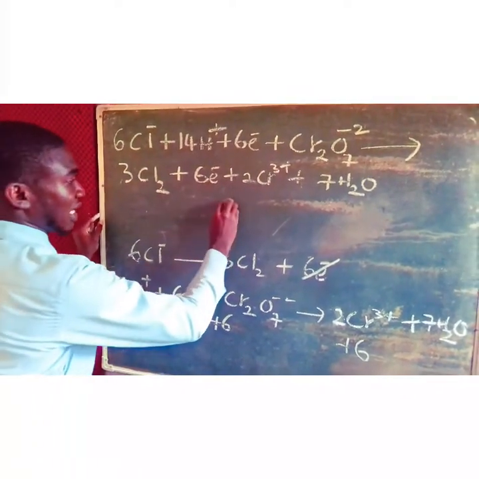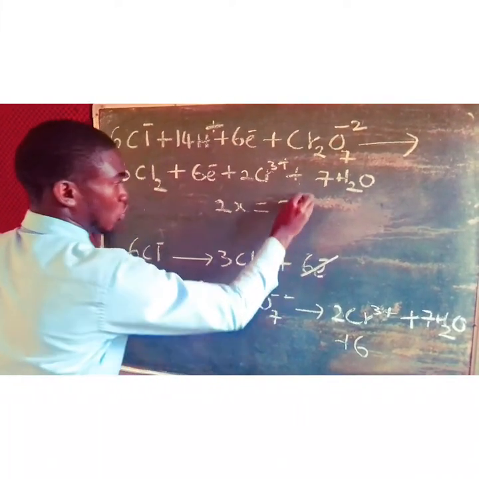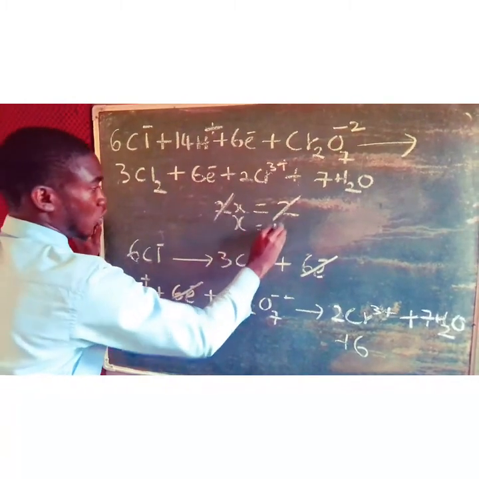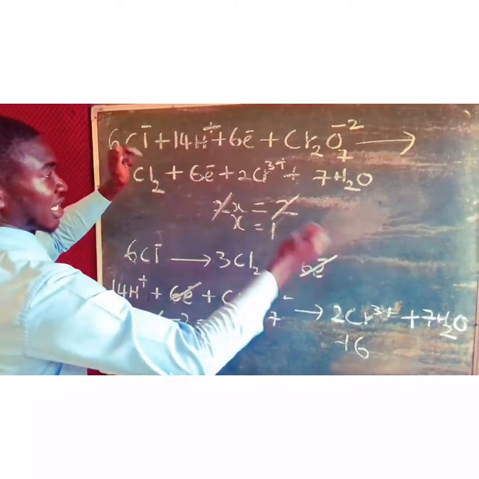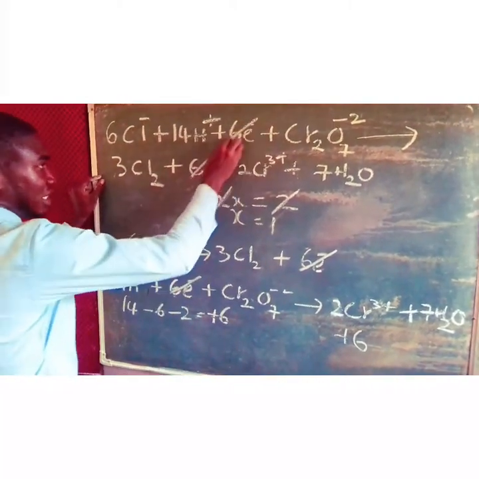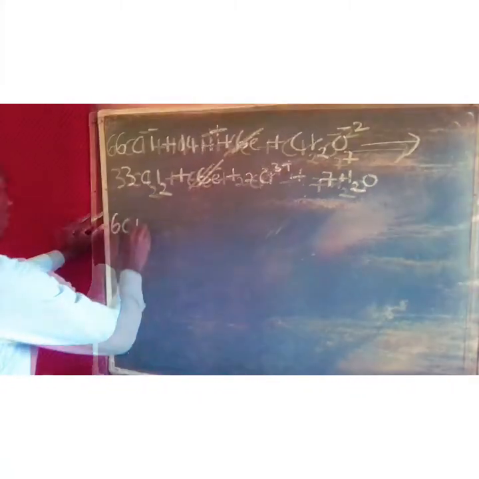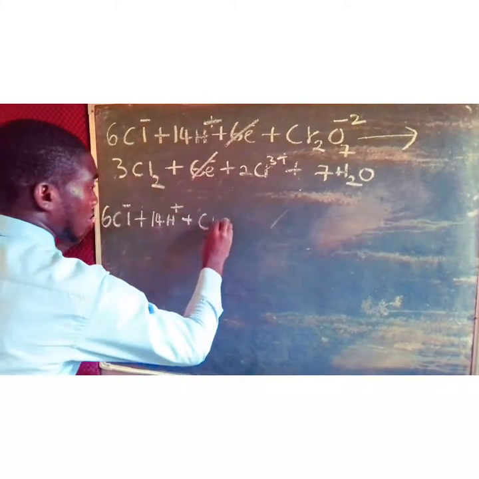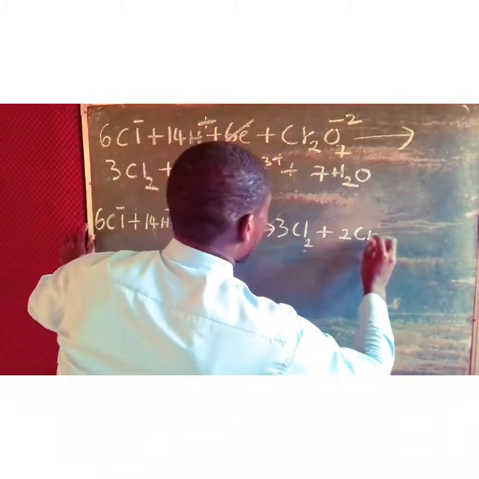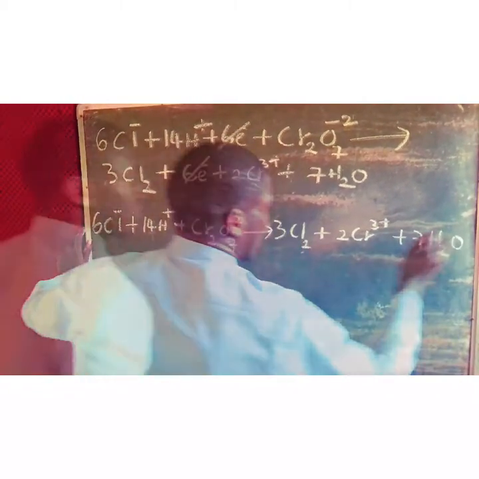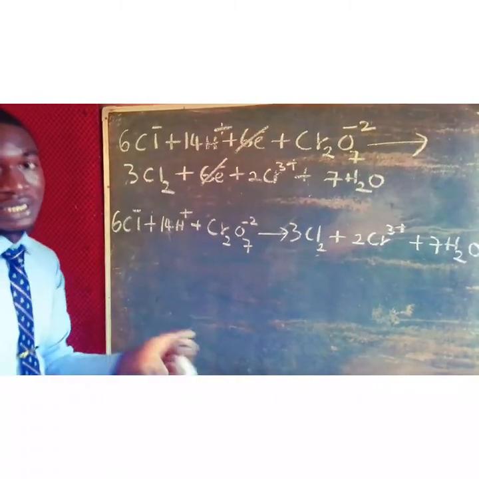So remember, when you have something like 2x is equal to 2, we can cancel both sides so that x is equal to 1. In that same way, you have 6 electrons on the left hand side and 6 electrons on the right hand side. Hence, we can cancel the 6 electrons and the 6 electrons. To make this clear, let's see how we can manage our board. So this is our balanced equation. So we've balanced the redox reaction in the acidic medium.